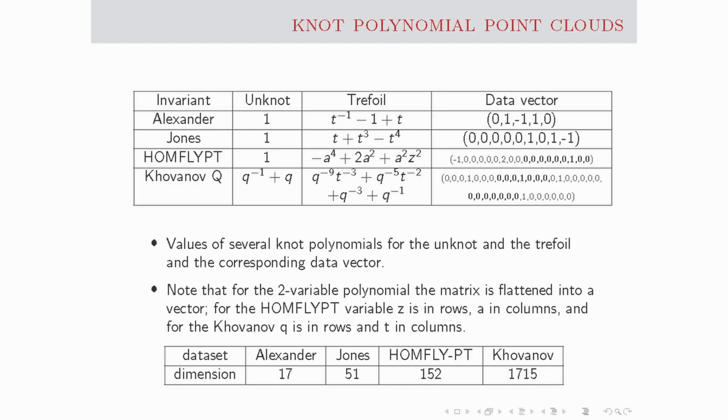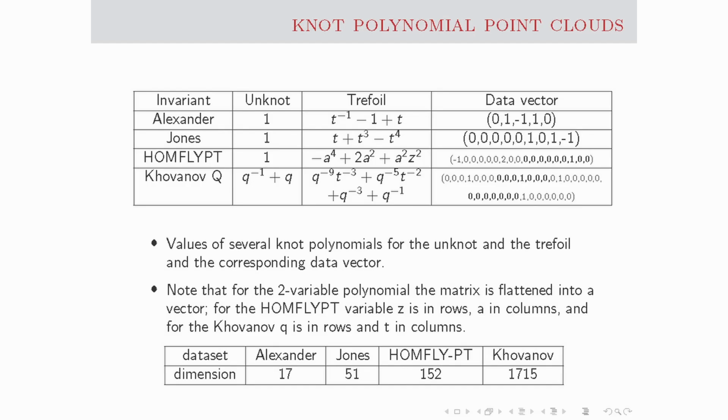Okay, so what I have here, the Alexander polynomial for just a circle is 1. For the unique three-crossing knot, the trefoil, it looks like this, and this is the data vector that corresponds to the trefoil. So what we did, we actually looked at all of these 4 polynomials.